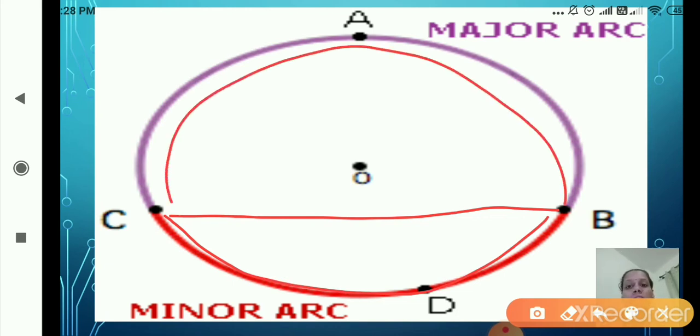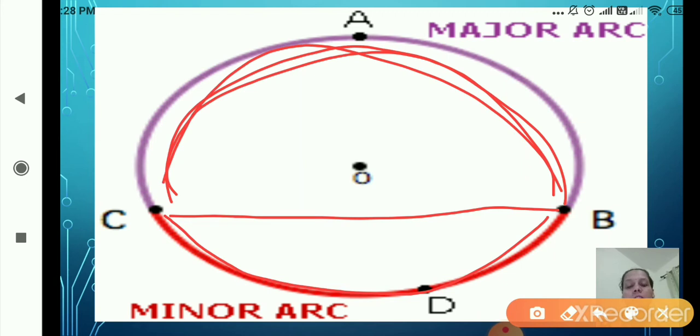Now you can identify which is the minor arc and which is the major arc. The major arc, the bigger arc, is arc CAB, or you can write arc BAC. Now which is the smaller arc? That is arc CDB, or you can write arc BDC. This is the minor arc, or the smaller arc.